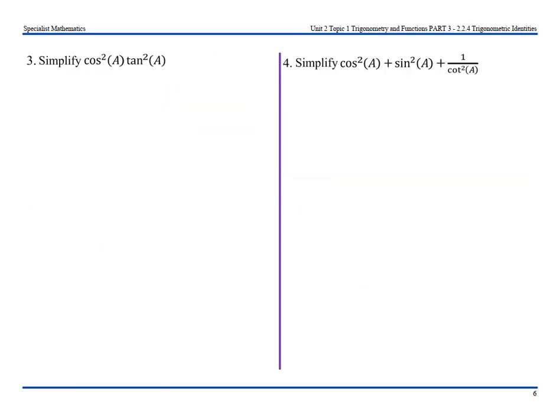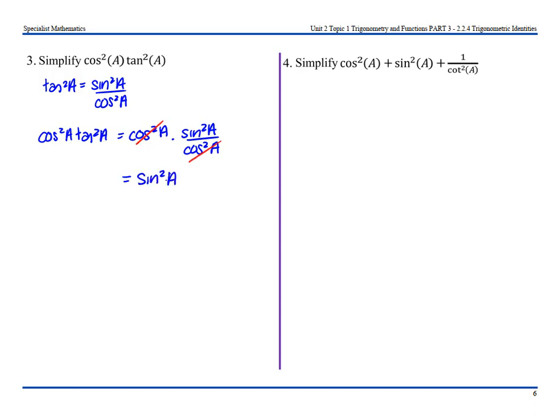Let's look at a couple more. Simplify cos squared a tan squared a. Well, we know that tan squared a is equal to sine squared a over cos squared a. So that means cos squared a tan squared a is going to be cos squared a times sine squared a over cos squared a. Our cos squared a will cancel, so we're left with sine squared a.